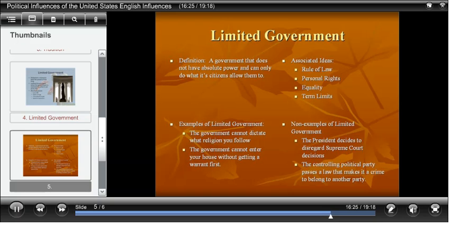Some non-examples of limited government are the idea of a president deciding to disregard a Supreme Court decision, just saying, I'm just going to do what I want, screw you guys. Or a controlling political party passes a law that makes it a crime to belong to another party. Those are not ideas of limited government.